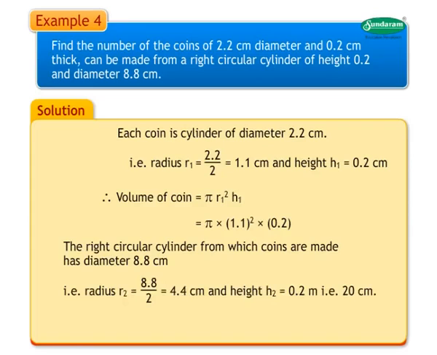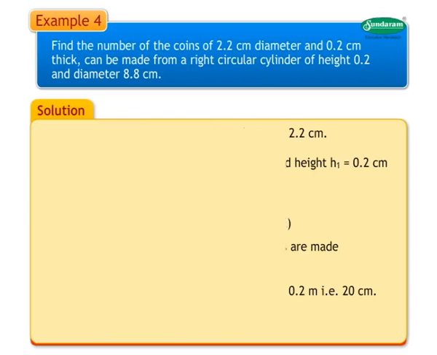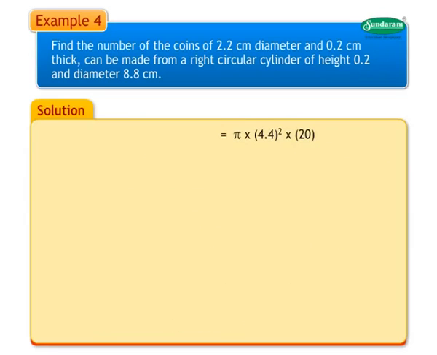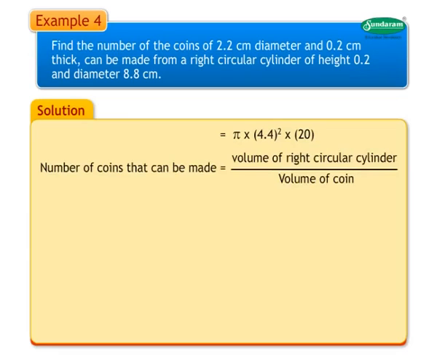That is, radius R2 is equal to 8.8 upon 2, which is equal to 4.4 centimeters, and height H2 is equal to 0.2 meters, that is 20 centimeters. Therefore, volume of the cylinder is equal to pi into R2 square into H, which is equal to pi into 4.4 square into 20.